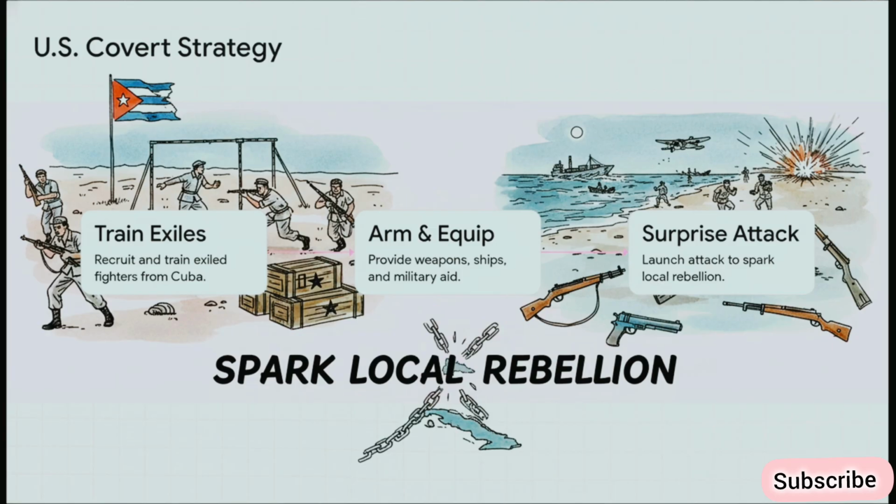So the crucial point is, the whole shebang rested on one massive assumption. The entire operation hinged on the belief that this surprise strike would spark a massive local rebellion. They expected the Cuban public to just rise up and topple their own newly formed government.